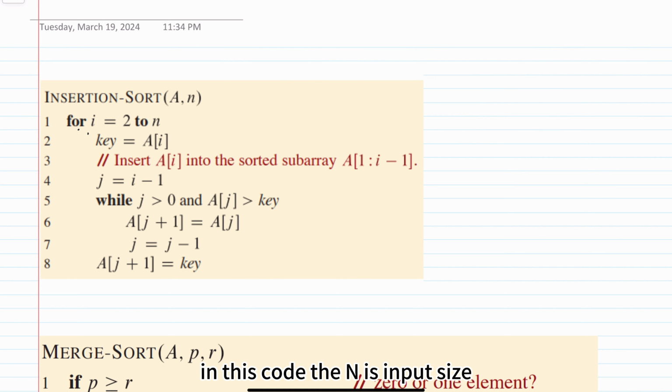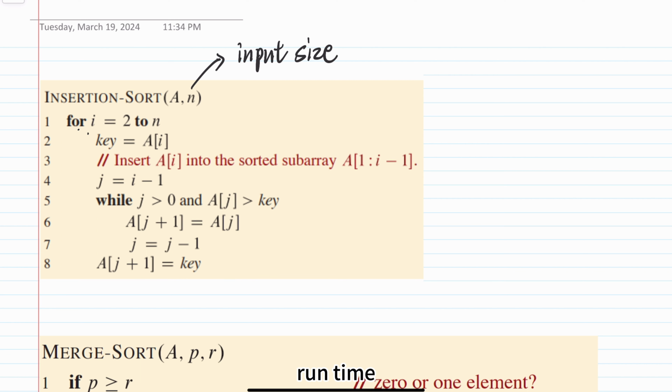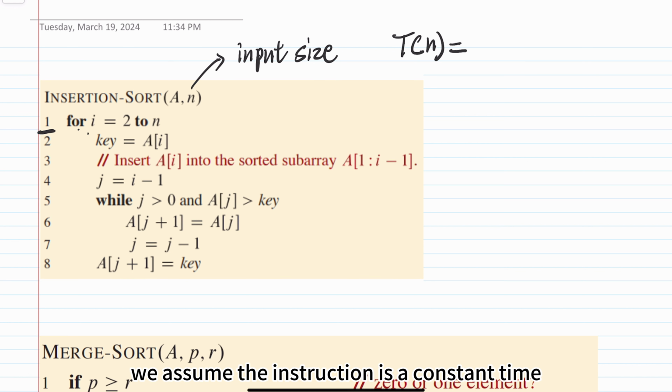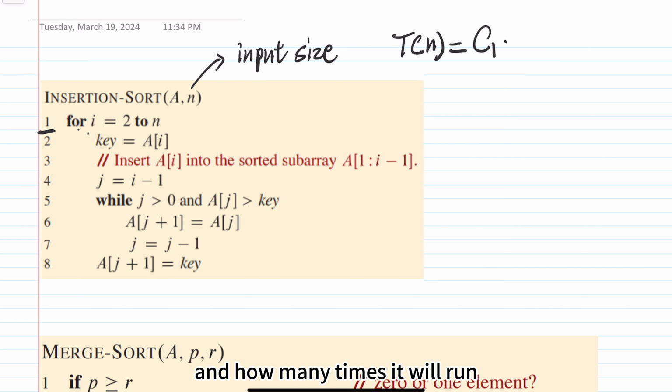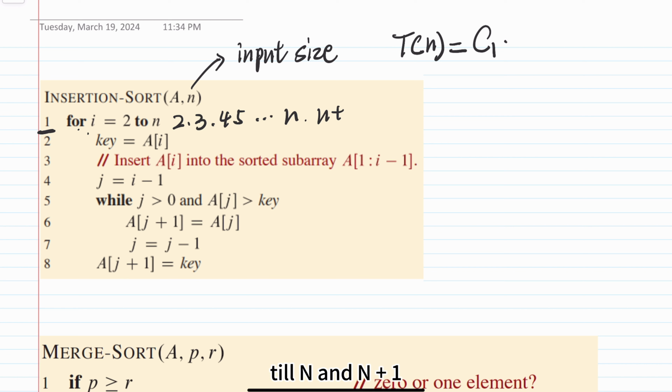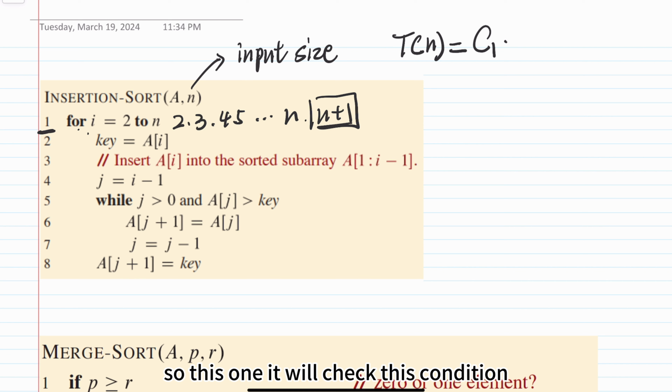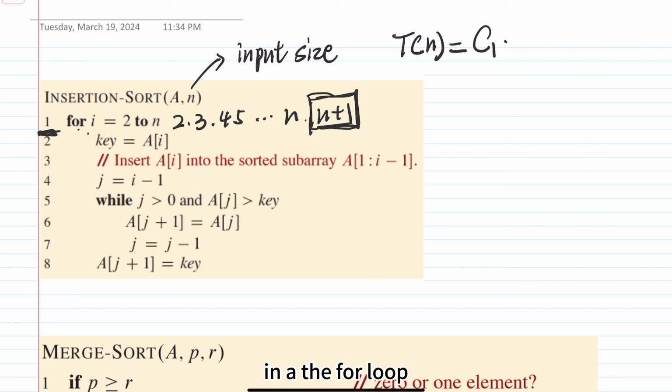Let's check the code. In this code, n is the input size, and we want to calculate the runtime. We can write down this equation: T(n) will equal the sum over the lines. For the first line, we assume the instruction takes constant time, and how many times will it run? It will run through 1, 2, 3, 4, 5, till n, and n plus 1. The n plus 1 is when it checks the condition and exits the loop, so you have to consider the n plus 1 in the for loop. So it will run n plus 1 times for the first line.